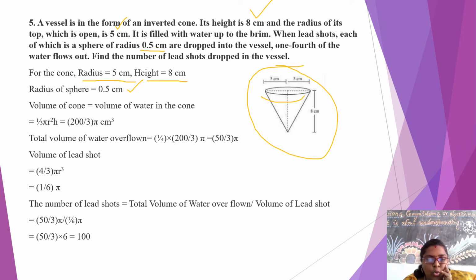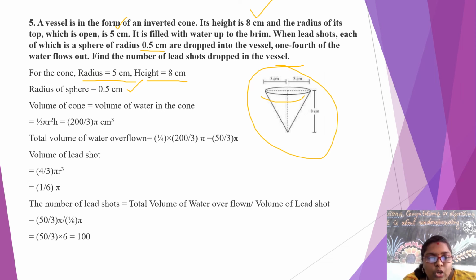First, the volume of the cone is equal to the volume of water in the cone. Obviously, the volume of the cone is equal to the volume of the water inside the cone. Suppose I have a 1 liter water bottle. So the volume of the water bottle is 1 liter. How much water can I pour into this? Only 1 liter. That is what they have given here.